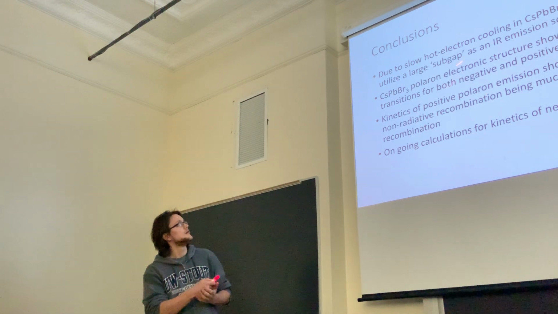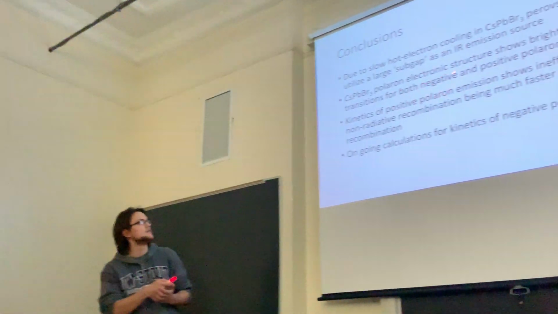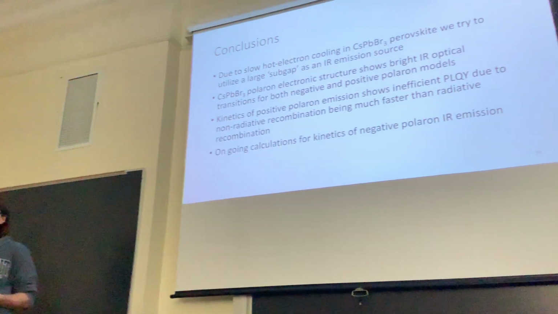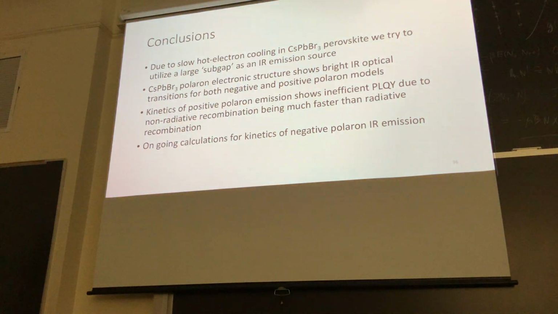And just from ground state calculations for the polaron, we do see bright optical transitions for singlet and doublet. So it does seem possible that we can get photoluminescence from these states if the kinetics match up. But for the positive polaron, it's very inefficient, and we have ongoing calculations for the negative polaron, and we're working towards the charge neutral photoexcited polaron.